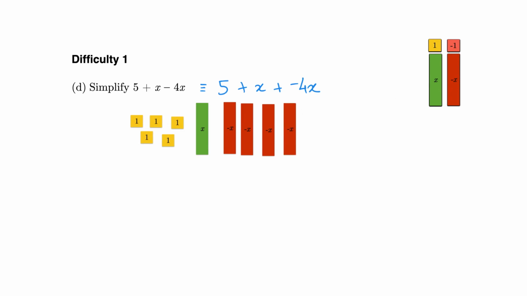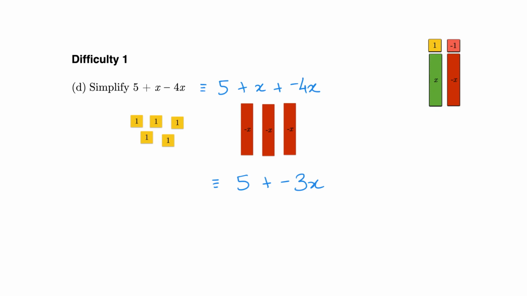Now, we can collect the x terms together, and in fact, we have a 0 pair amongst them. If I put that x and that negative x together, they are worth 0. So what I am left with is simply 5 plus negative 3x. And we can write that as negative 3x plus 5.